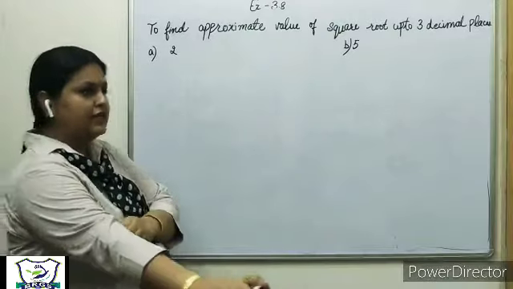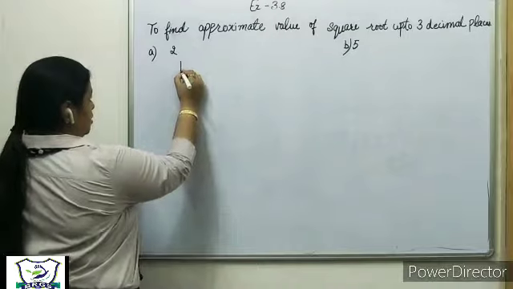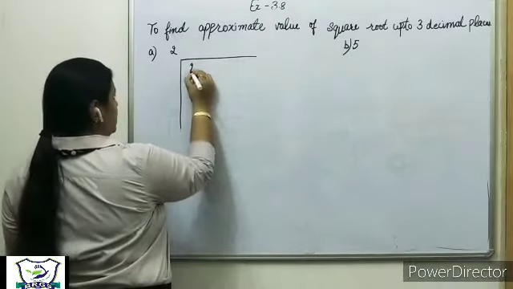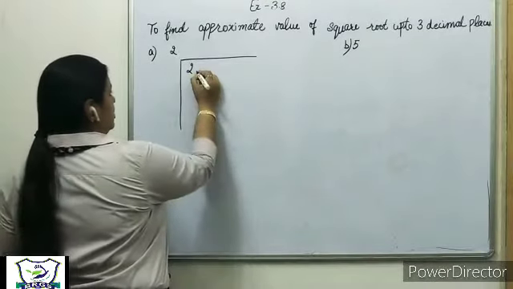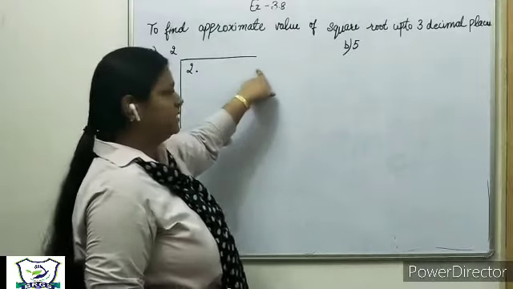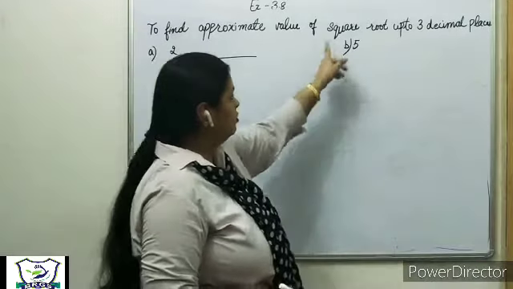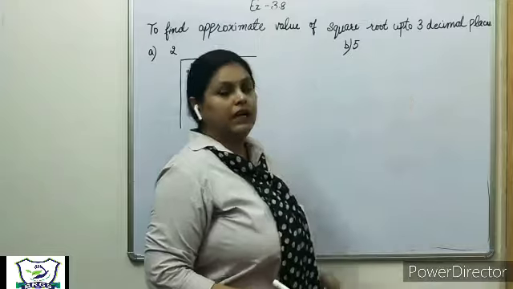How? Let's understand it through an example. For example, here it is 2. So we will go for the division method. Here it is 2, so 2 is a whole number. We will convert it into a decimal number by putting a decimal and zeros at the right part. How many zeros do we have to put? First of all, we have to find the approximate value of the square root up to 3 decimal places.